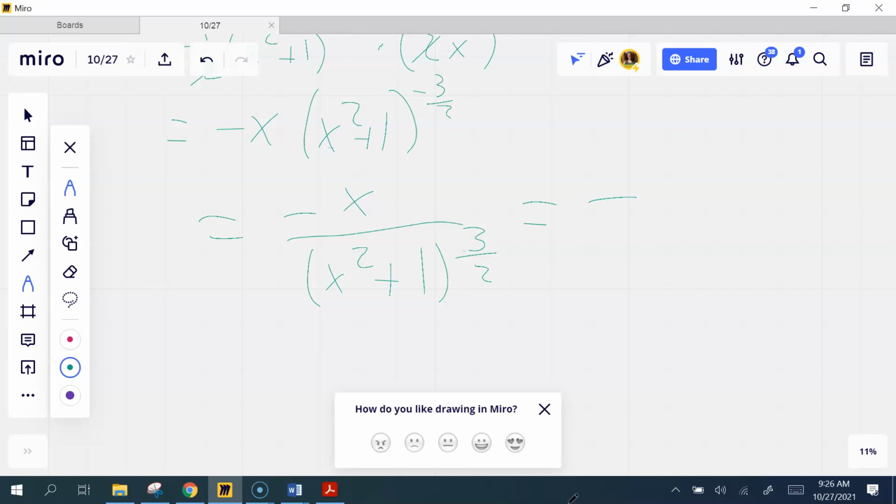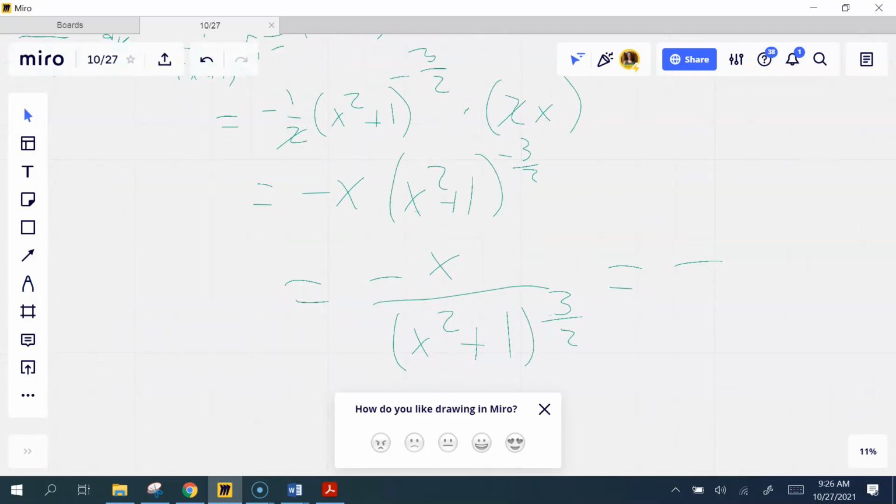into a radical. Wait, can you do a double click? Where did you get negative x from? Oh, 2x times the negative 1/2, you're just multiplying, and then the 2's cancel, so it's just negative x. Anyway.